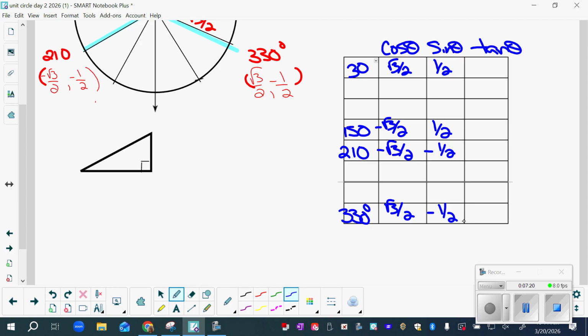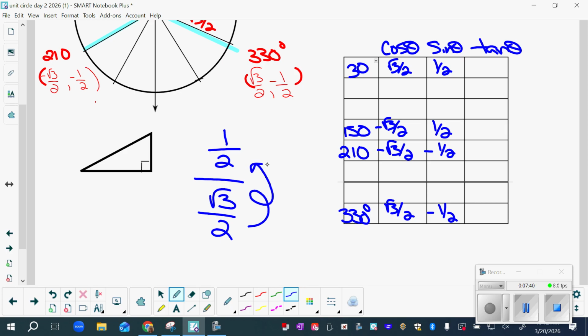We're going to do tangent now together. So tangent is, we're just going to take the top guy because he's the easiest. 1/2 divided by root 3 over 2. We know the routine. This is the only one that's ugly. Wait till you see the next ones. They're so easy.